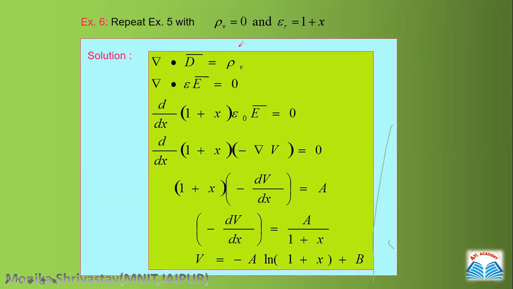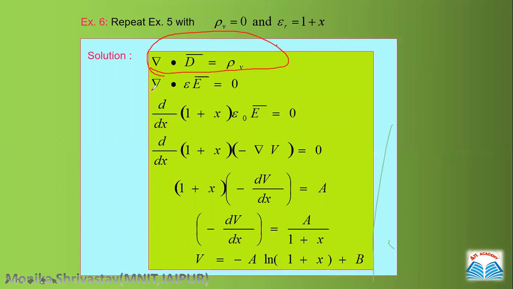This is a repetition of that example number 5. If rho v is 0 there, and we have given that epsilon r has the value 1 plus chi, or 1 plus x, we will solve by this method. So del dot D is equal to rho v. We have given that rho v equal to 0. We will not use any Laplace equation. We will not use any Poisson equation here because we have not been given the value of this epsilon. Instead of this, we have given a relation which is epsilon r equals to 1 plus chi, or 1 plus x.